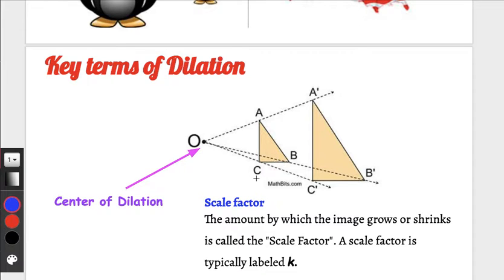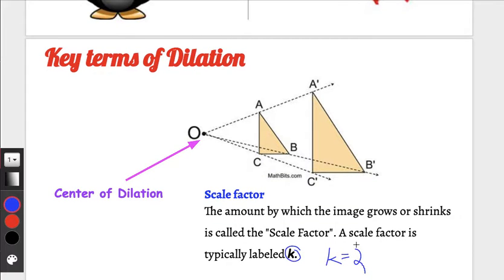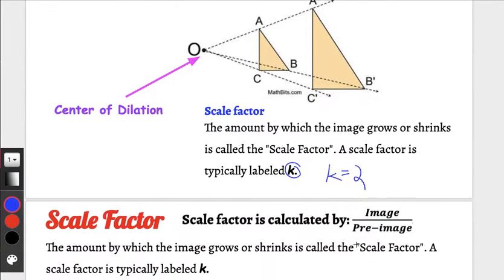One more thing I just want to remind you: we use k to represent the scale factor. So sometimes if I just say k equals 2, it basically means the scale factor is 2, getting 2 times bigger. So it's something you can relate to.